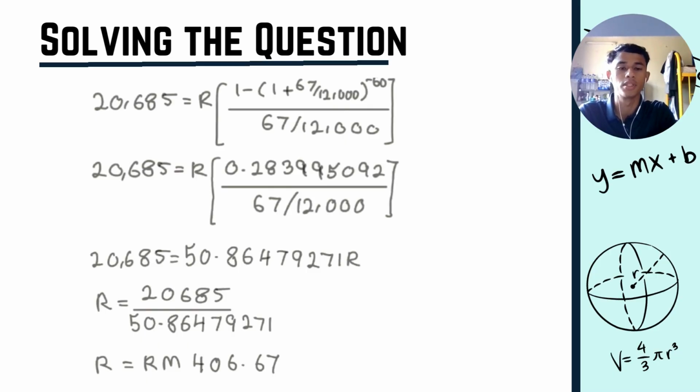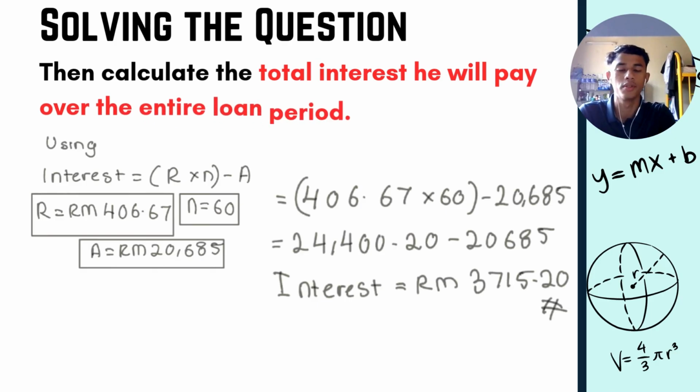After getting the information out from the question, we need to put it in the formula one by one. Getting 0.28399592 from the upper bracket. And we need to transfer 50.86479271 to the left side, which is 20,685, and divide with it to get RM 406 and 67 cents. There is also another question inside question A, which is to calculate the total interest he will pay over the entire loan period.